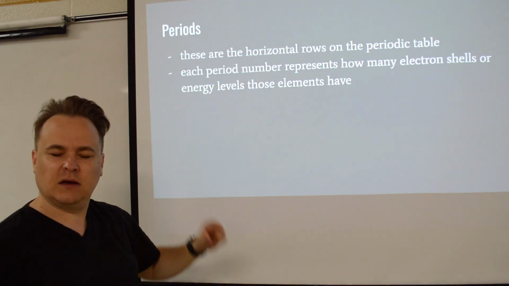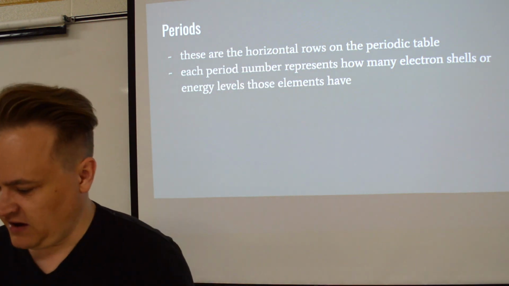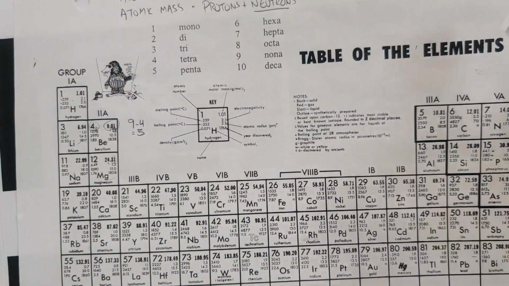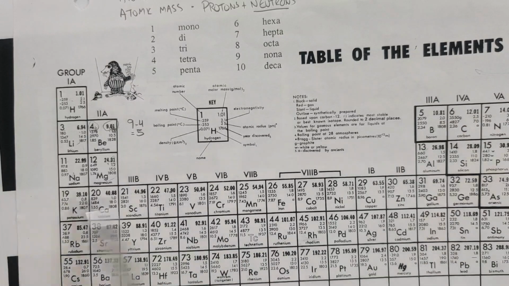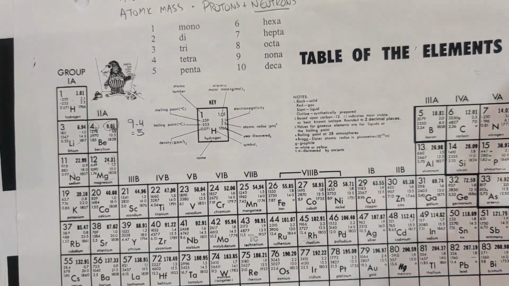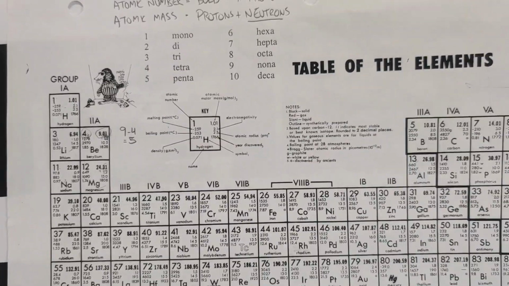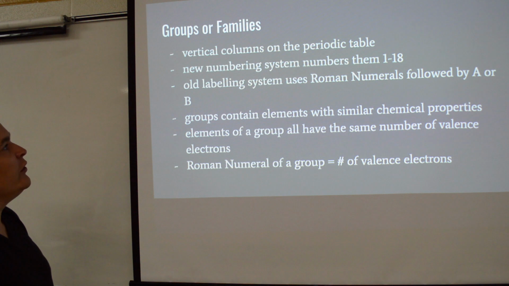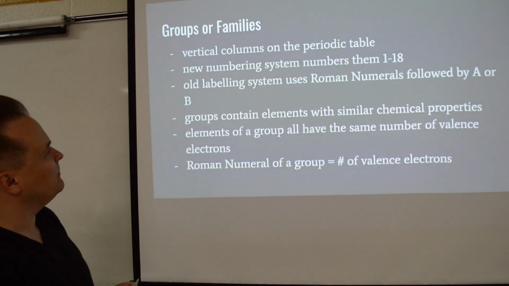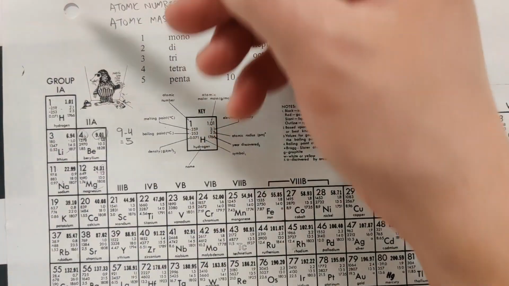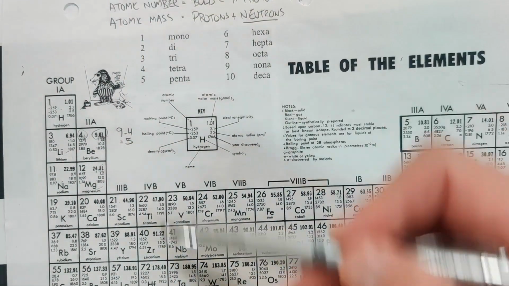Okay. But what about, Mr. Sitnick, what about these? What about, if we know this means how many rings there are, how many shells there are, what do these mean? What do these vertical columns mean? We'll get to that right now. Let's take a look. Groups are families. Vertical columns on the periodic table. So this is considered a period going this way, and this is considered a family or a group.